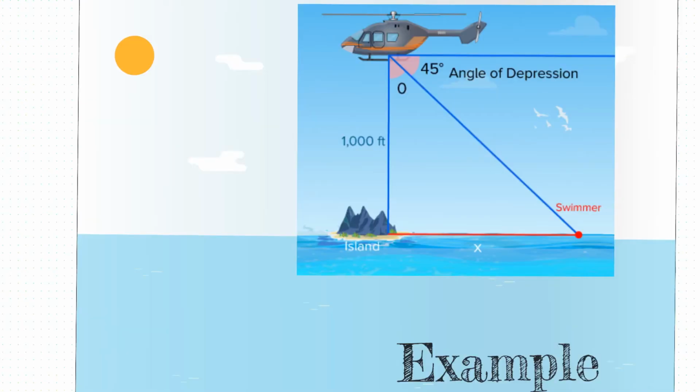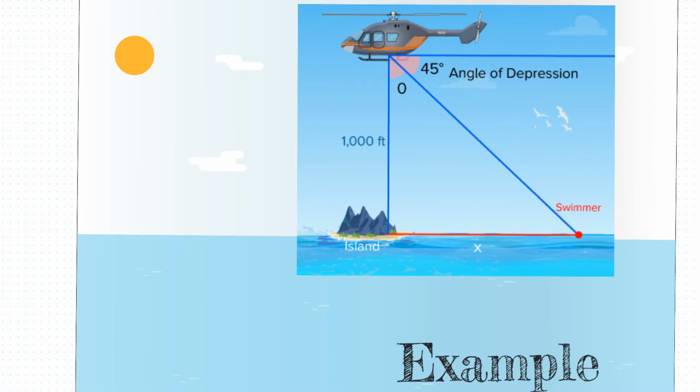Let's take a look at an example. Let's say I'm in a helicopter 1,000 feet right above an island, and the angle of depression to a swimmer in need is 45 degrees. And what I want to find out is the distance that the rescue crew is going to have to make from the island to the swimmer.